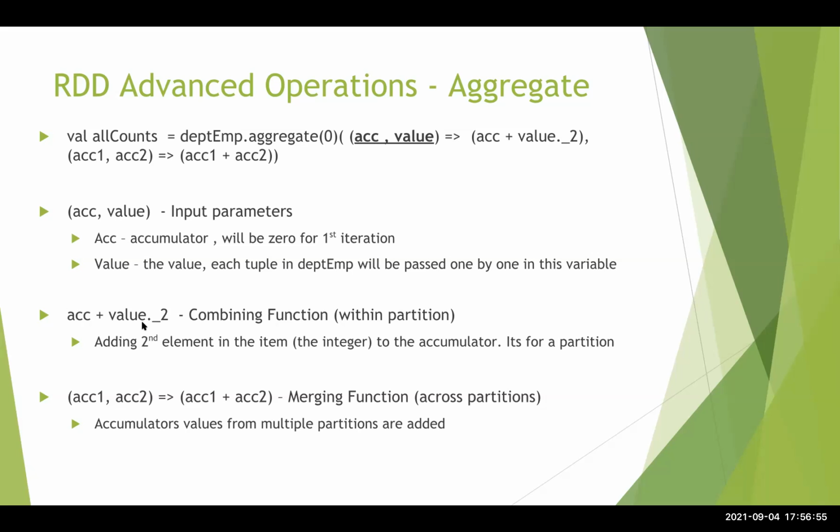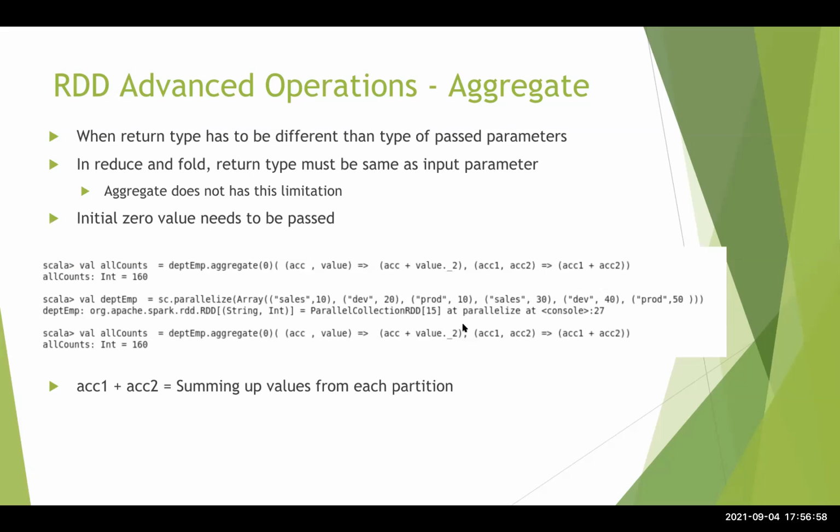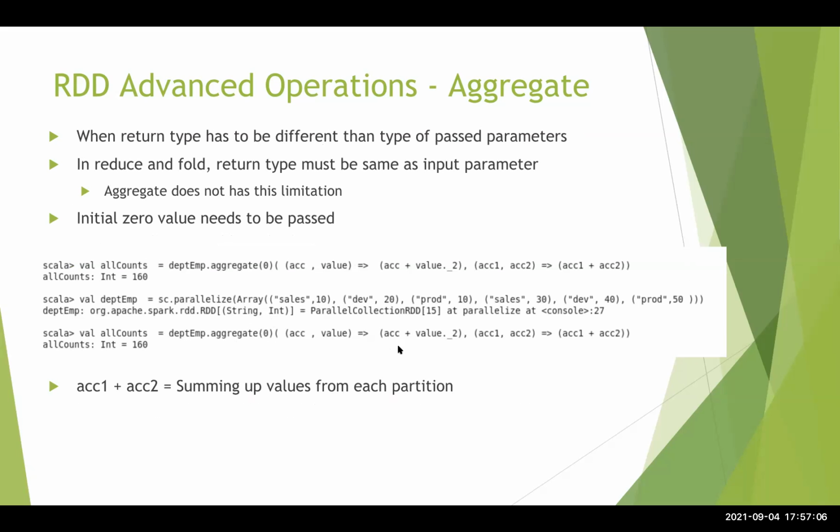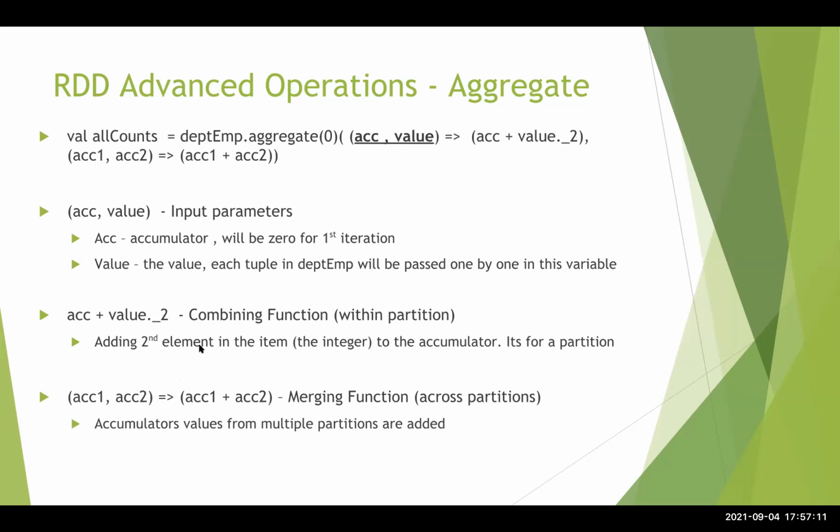Accumulator plus value comma value 2. This is the function which I am applying over the input parameters which are getting passed to me. What is this? It is the combining function within partition. So this function is getting executed within each partition separately. So I'm adding the second element, which is the integer, to the accumulator.